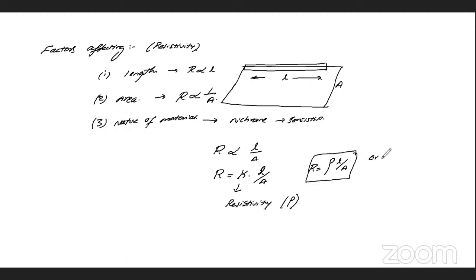I can rewrite the relation as rho is equal to RA divided by L. Let's look at the unit. The unit of resistance is ohms, the unit of area is meter squared, and length is meter. So meter will get cancelled. So the resistivity unit is ohm meter. Please memorize this, these are small terms.